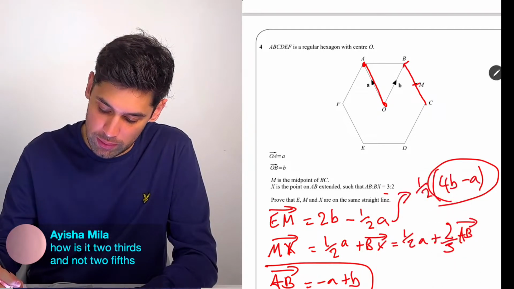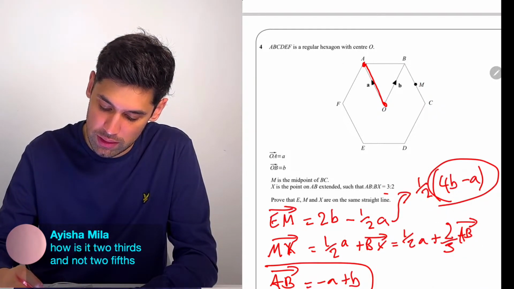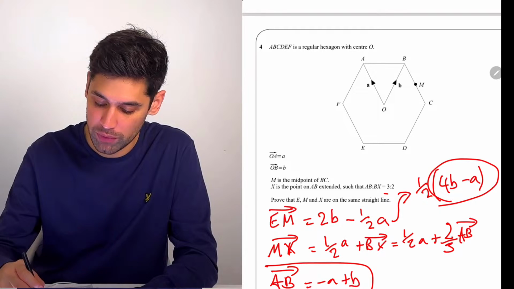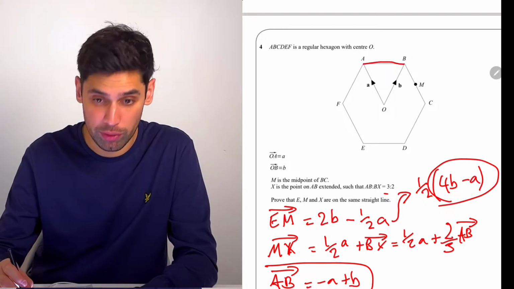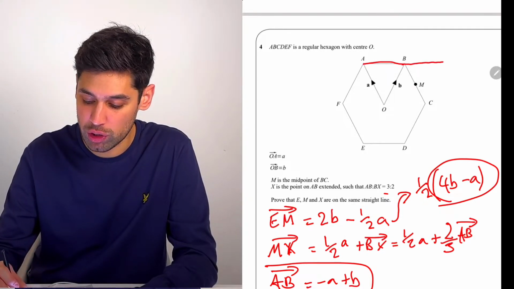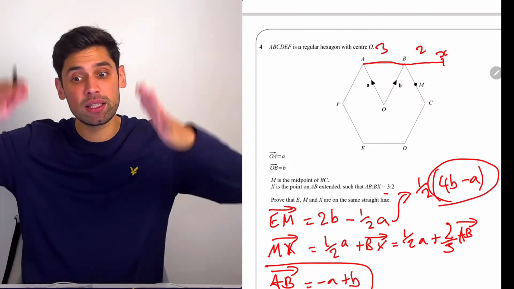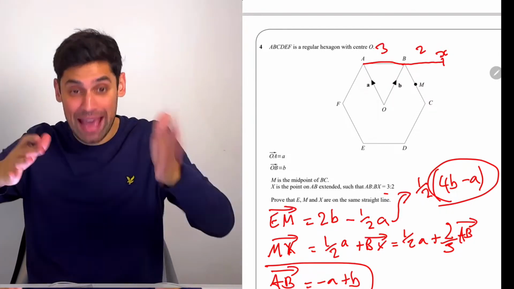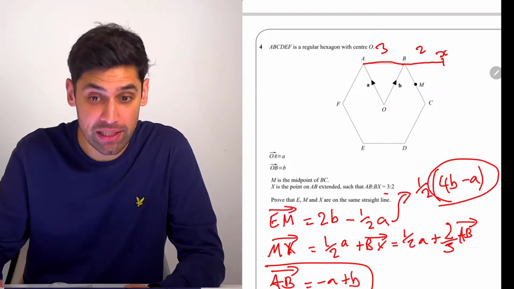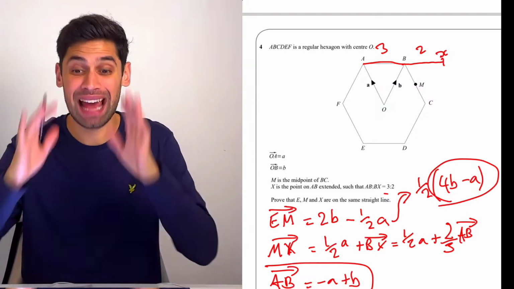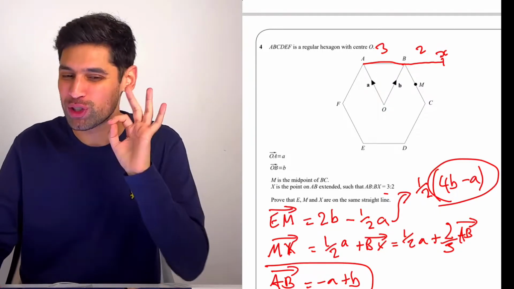Because, let me just try and erase this, and I will draw that back on. This part was worth 3, and this part was worth 2, to point X out here. 3 and 2. Now, if you're taking the entire line as a whole, A to X, then yeah, BX is 2/5 of the whole thing. That's absolutely correct. But we're not doing that.